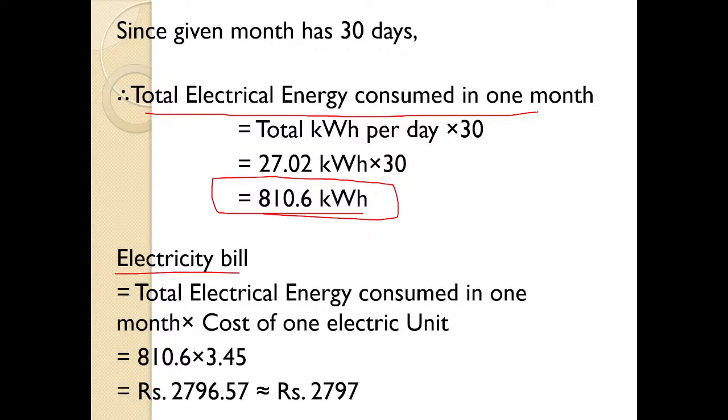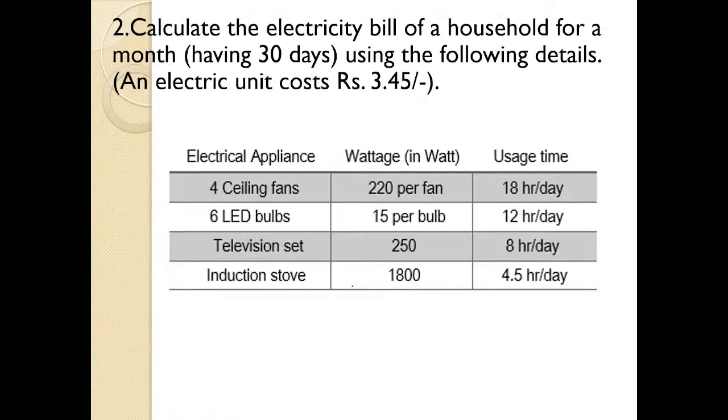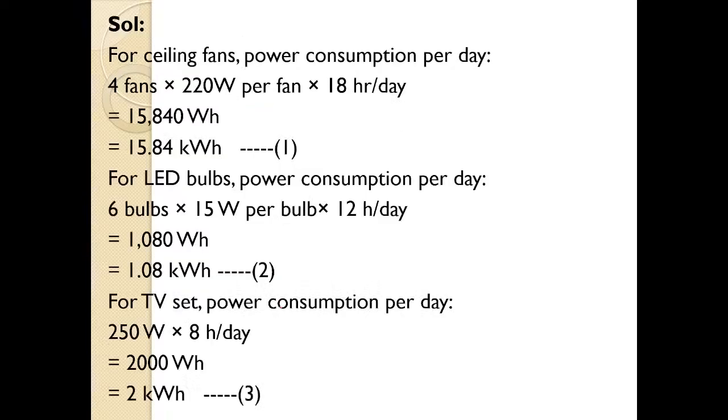Now let us calculate the electricity bill. The bill is the total electrical energy consumed per month into the cost of 1 electric unit. So how much is the cost of 1 electric unit? It is 3.45, which is mentioned in the question. If you go to your question, it is mentioned that the electric unit cost is rupees 3.45.